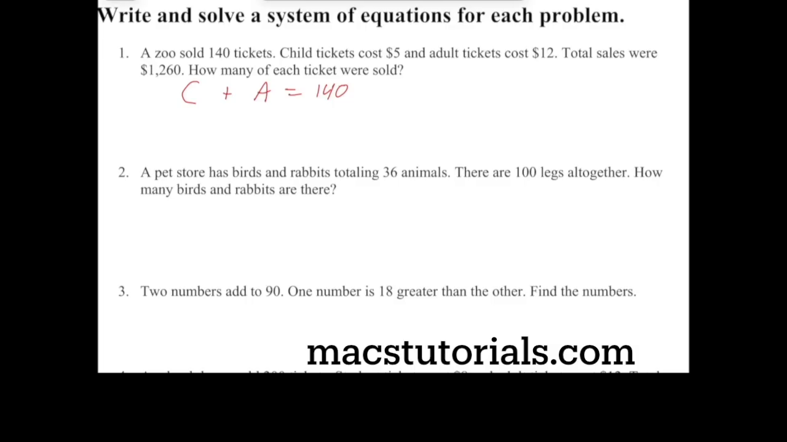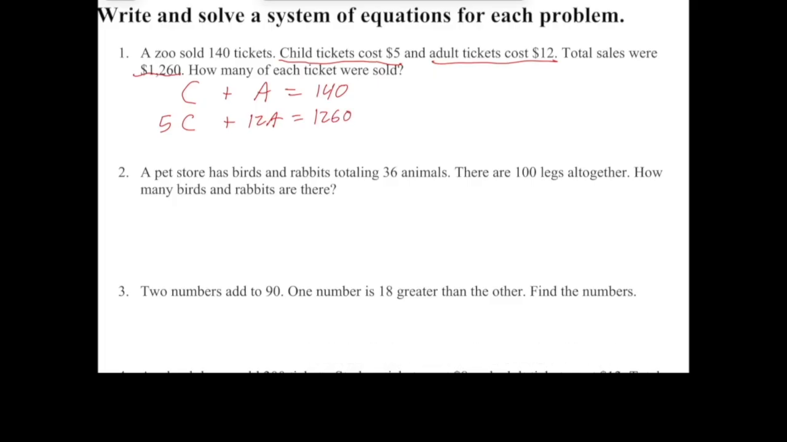Now, they each have a price. The child's are $5, so I'm going to times each child by 5, and I'm going to add each adult is 12. And how much money was it all together? It was $1260. And if you notice, I have an elimination problem all set up here. So what I'm going to do is take this. That's not a C, that's a parenthesis. I'm going to multiply it by -5 because that would allow me to kill my C's.